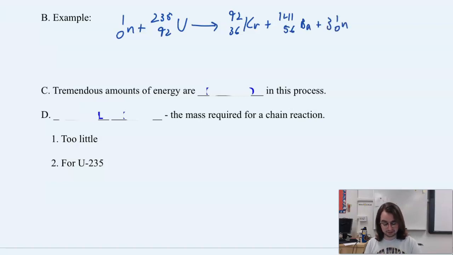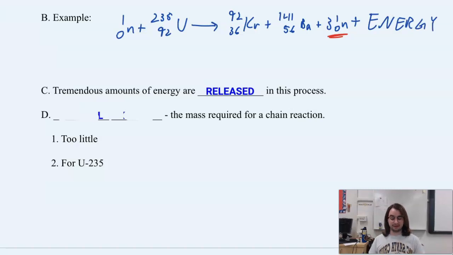Those 3 neutrons are going to go and hit 3 more uranium atoms, I should say, in this case, not molecules. And then those 3 neutrons, so now we're going from 3 to 9, and then from 9 to 27, and so on. It just keeps going. This also produces a bunch of energy, so that's why I'm writing energy really big. A tremendous amount of energy is released in this process.